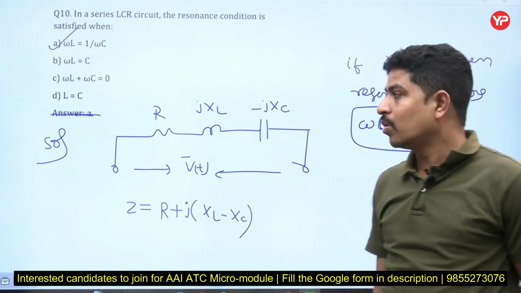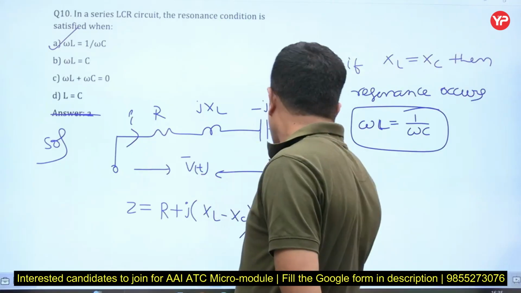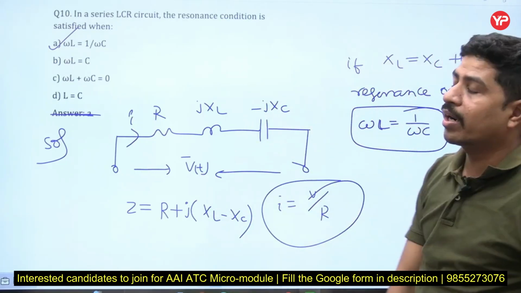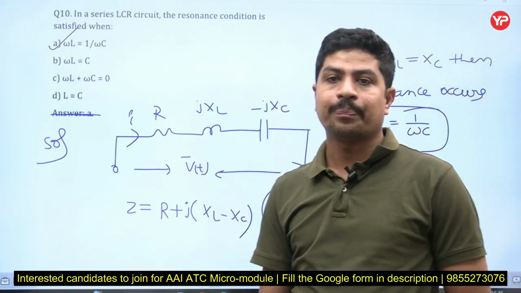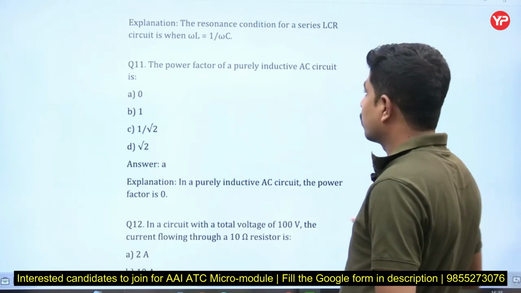Now at resonance, only resistance is left in your circuit. The current is I equal to V by R directly at resonance, and the power factor is unity, UPF, or power factor is 1. So these are the points about resonance. Let's go to the next question, please.